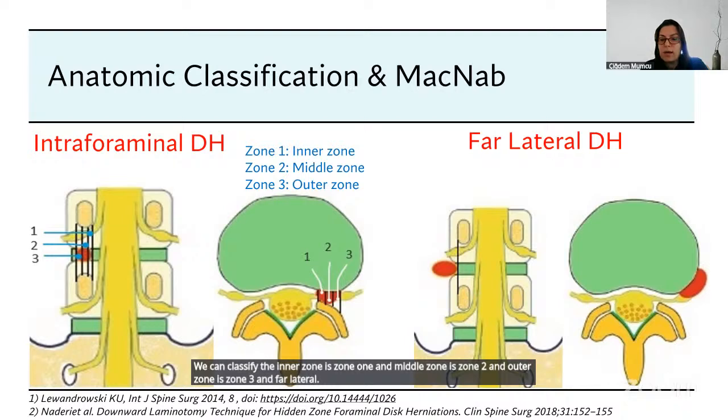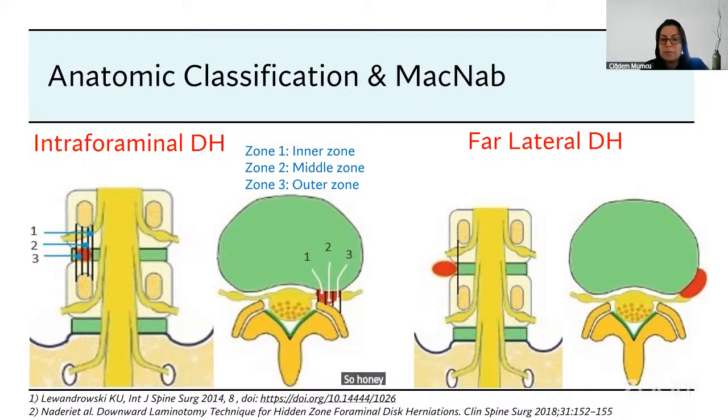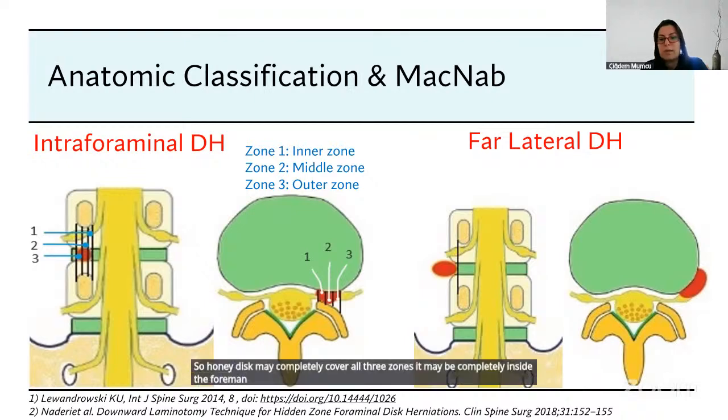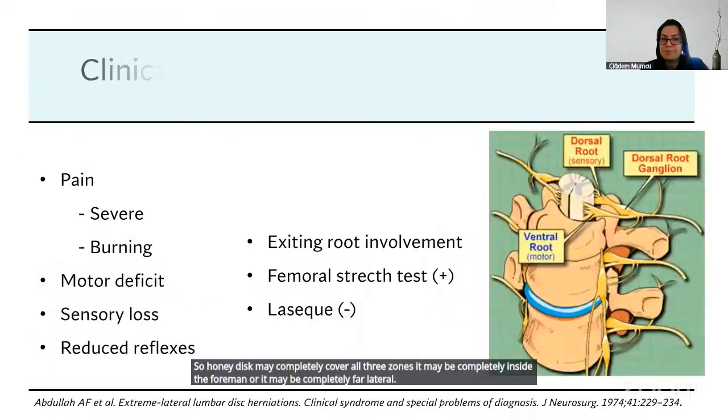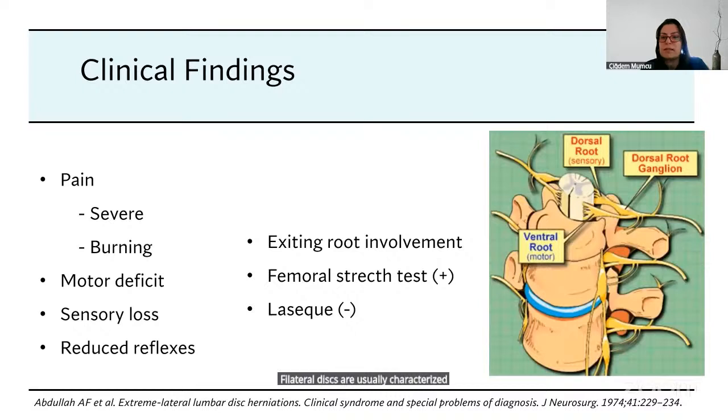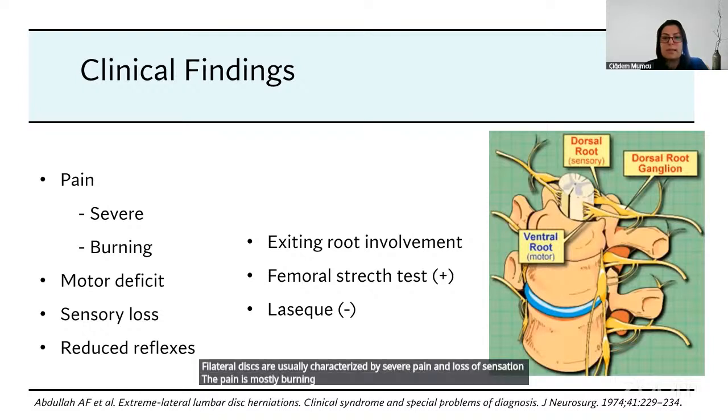So a herniated disc may completely cover all three zones. It may be completely inside the foramen, or it may be completely far lateral. Far lateral discs are usually characterized by severe pain and loss of sensation. The pain is mostly burning. There is an exiting root involvement, and usually the Lasègue test is negative.